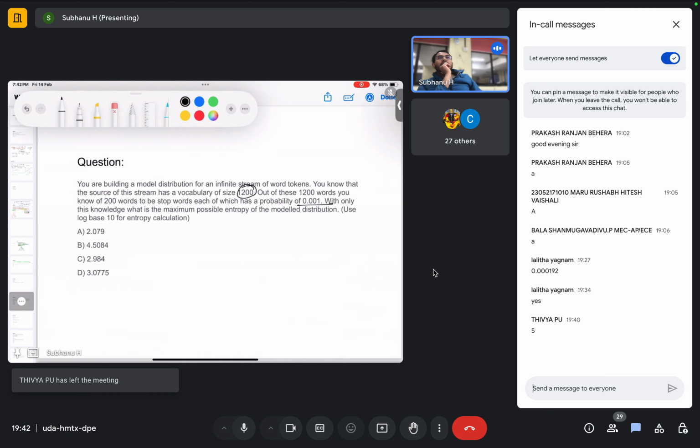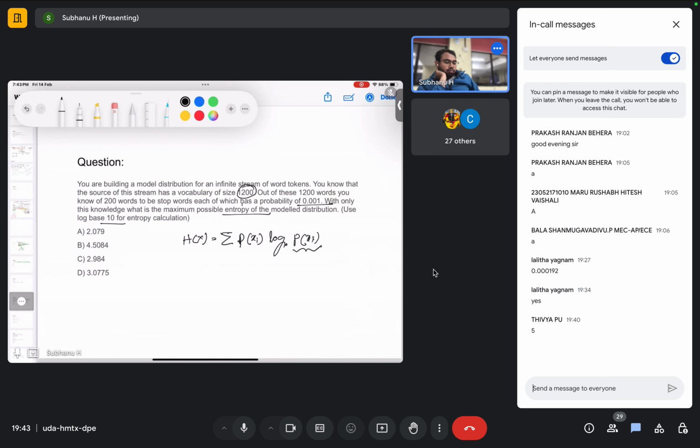So this is a question from entropy. If you know the entropy formula, you have to understand how entropy is calculated. So what is the entropy? Maximum possible entropy. I think here it is given that the base for entropy calculation is base 10.